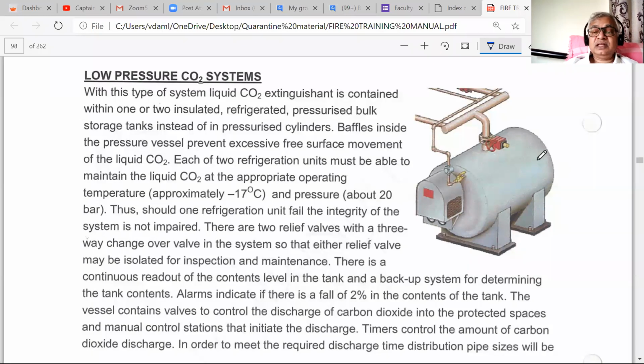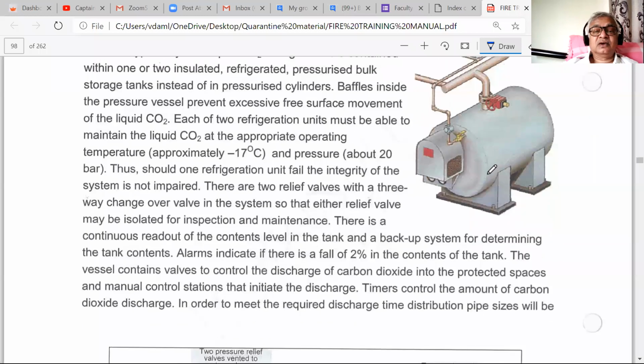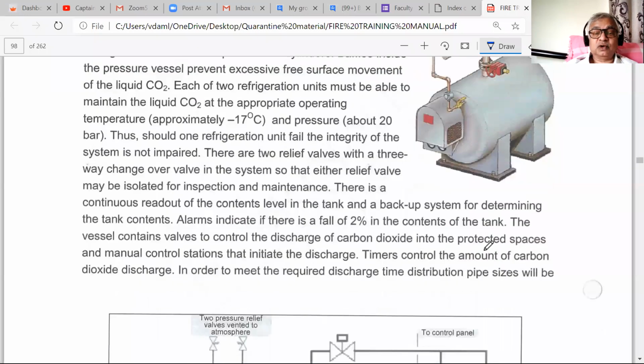Now, this one has filling pipes and all, because if your quantity goes down, you order it, and it is filled up the way we fill up petrol in a car. The baffles inside are there to prevent movement, because otherwise there will be a free surface effect. Relief valves will be there, and changeover valves. This is all standard stuff. Alarms indicate if 2% of the tank content is gone. That means you need a refill, and so on.